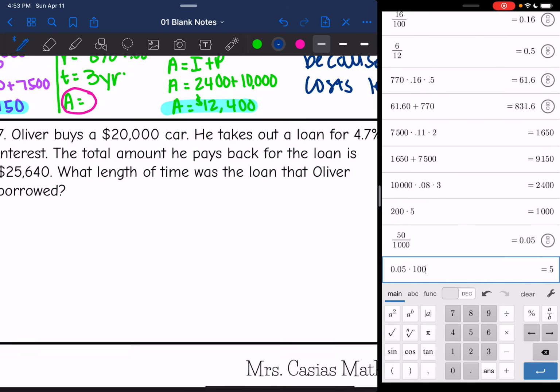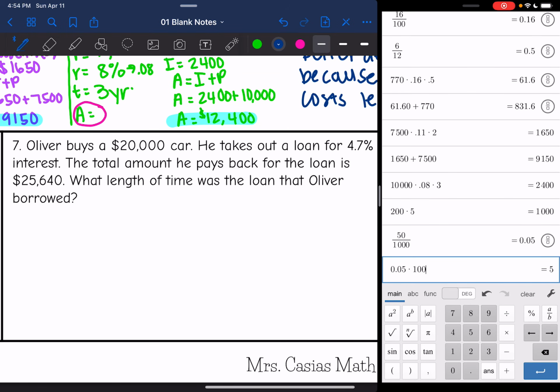Okay, last one. It says Oliver buys a $20,000 car. He takes out a loan for 4.7% interest. The total amount he pays back for the loan is $25,640. What length of time was the loan that Oliver borrowed? So write out our variables. They are asking for time in this one. So let's go back through and see what they gave us.